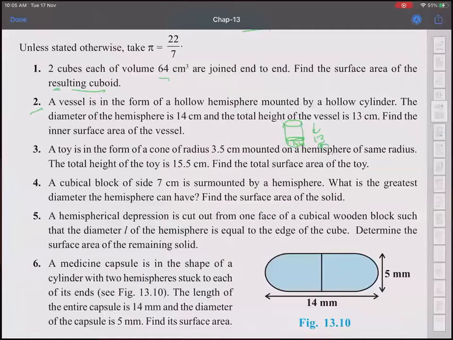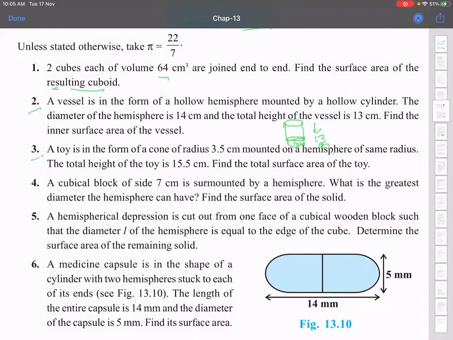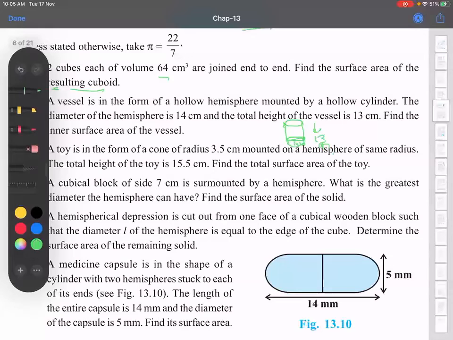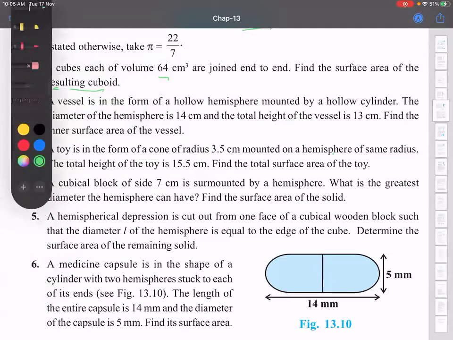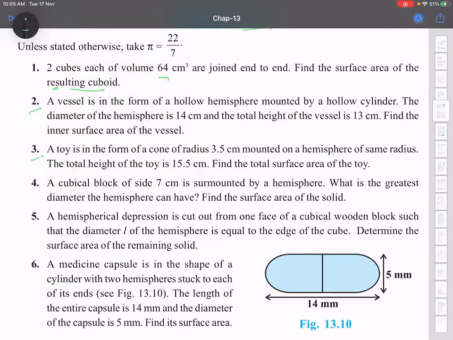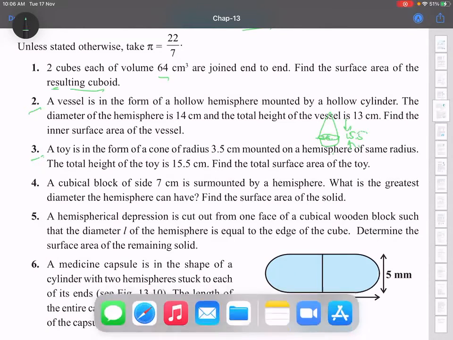Comes to question number 3. A toy is in the form of a cone of radius 3.5 centimeter mounted on a hemisphere. The total height of the toy is 15.5. Find the total surface area. Radius is 3.5. Very easily we can find.